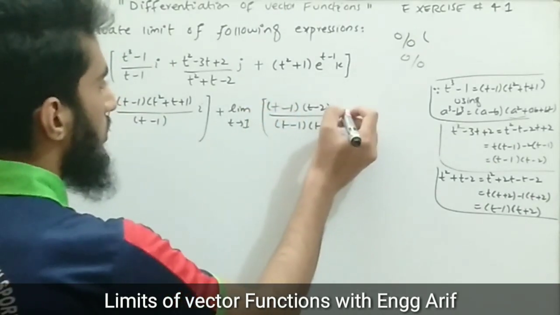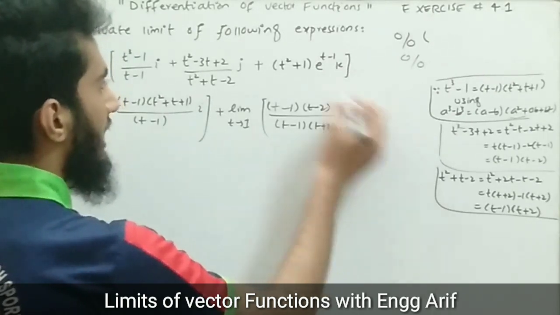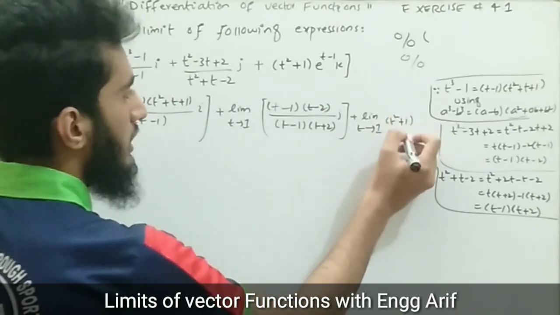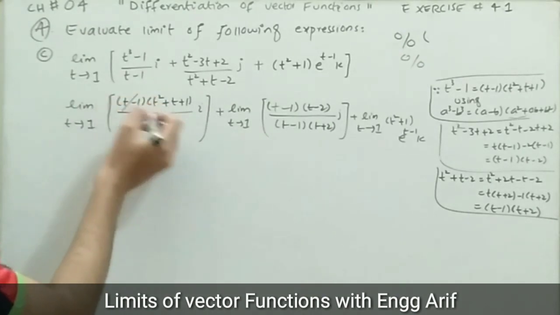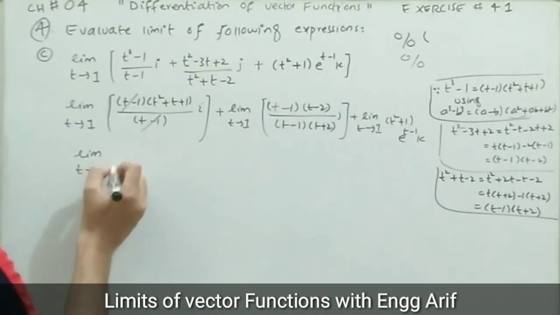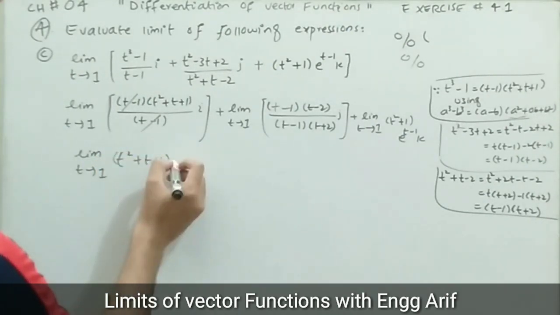And also we have j over here. And also apply the limit t approaches 1 on this expression, so it becomes (t square plus 1) into e raised to the power t minus 1 k. Now over here t minus 1 cancels out with t minus 1, we are left with limit t approaches 1 on t square plus t plus 1 into i.